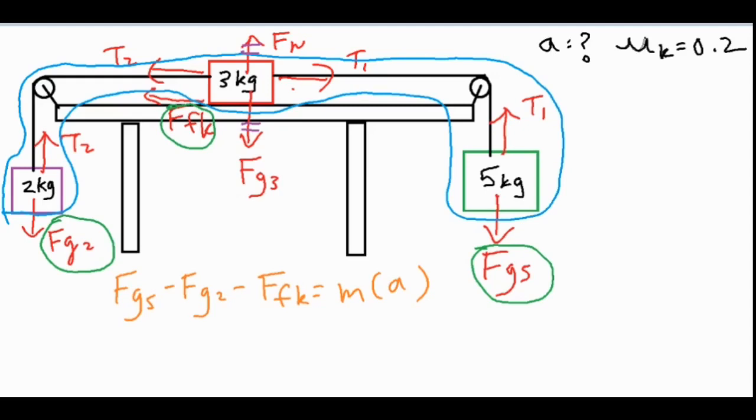All right, so there's our formula right there. We have Fg5 as our main driving force, and then we have Fg2 opposing that force because this mass over here is hanging off on the other end. And then we also have the force of friction from the table pushing back on our 3 kilogram block, and that's equal to the mass of the whole system. And then we are going to find the acceleration from there. So let's go ahead and plug in our numbers, and then we can go ahead and solve for that acceleration.